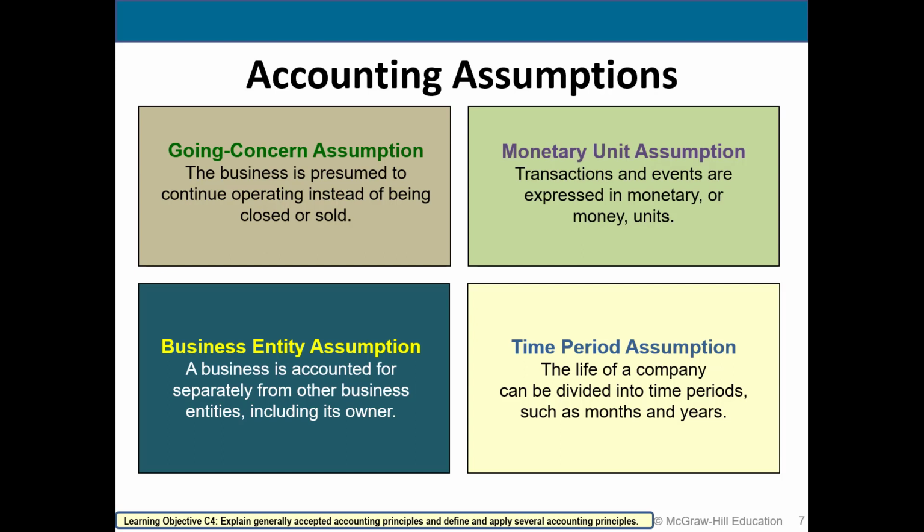Now let's look at the four fundamental assumptions of accounting. The first is the going concern assumption, which means that the business is assumed to continue in operations into the foreseeable future. The monetary unit assumption means that we will record our transactions in monetary units, which would be the dollars in the United States. The business entity assumption tells us that we must separate the transactions of the owners from the transactions of the business. And finally, the time period assumption means that we can separate into specific time periods, such as months and years.